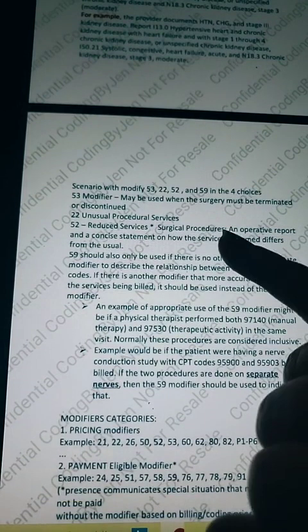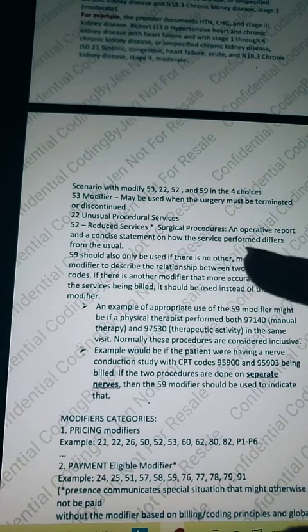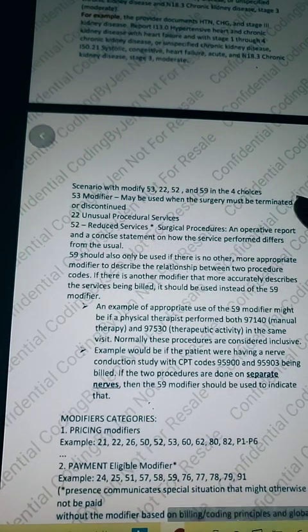As far as CPC and AAPC are concerned, it would be that they had to discontinue, stop the procedure to do CPR. It's usually a fatal issue. Something happened. They had to actually terminate the procedure due to an emergency. It wasn't something that they decided or were going to stage or do later. There was an emergency. We had to stop, do CPR. They were crashing. It was a major deal if you're going to use 53.